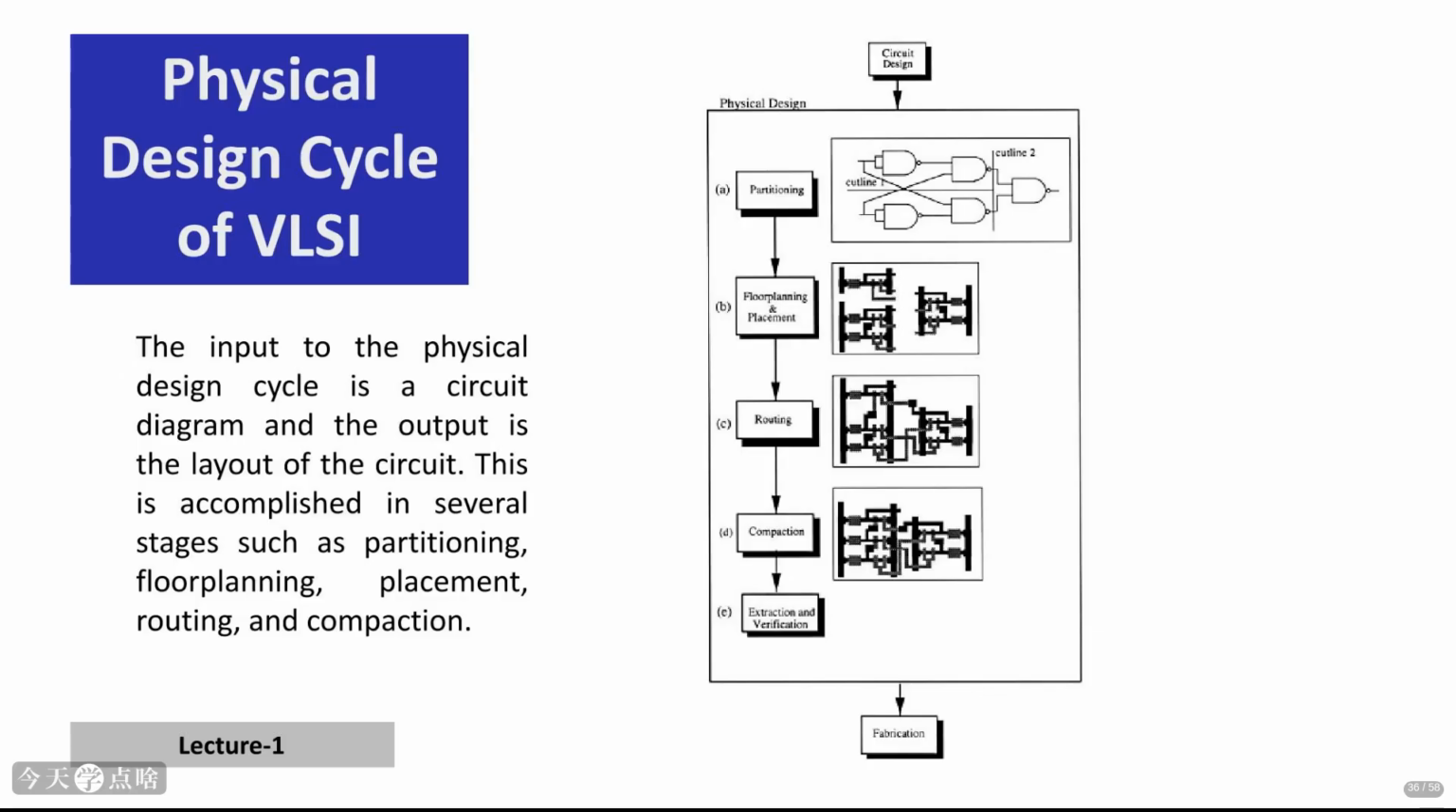Let's focus specifically on the physical design cycle. The input is the circuit netlist, and the output is the final layout. It's a multi-stage process. First, partitioning breaks the large design into manageable blocks. Then, floor planning and placement determines the overall layout and positions the blocks. Next, routing connects the blocks according to the netlist. Compaction shrinks the layout to save area. Finally, extraction and verification checks the layout against design rules and verifies its functionality. Each step is critical and builds upon the previous one.